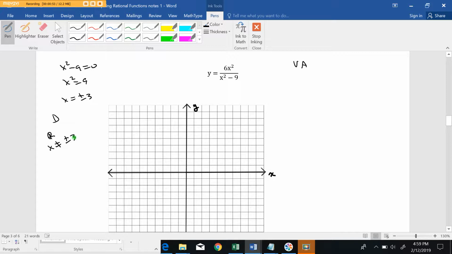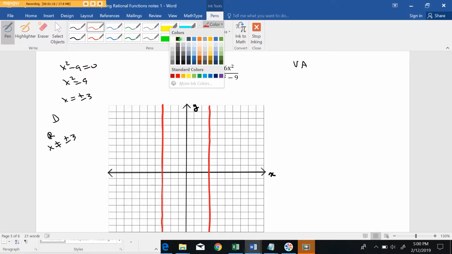And hopefully you've seen my other videos. What typically happens here is you get vertical asymptotes. I'm going to go ahead and put these in. 1, 2, 3. And one on the left, 1, 2, 3. So our function is undefined at those values.